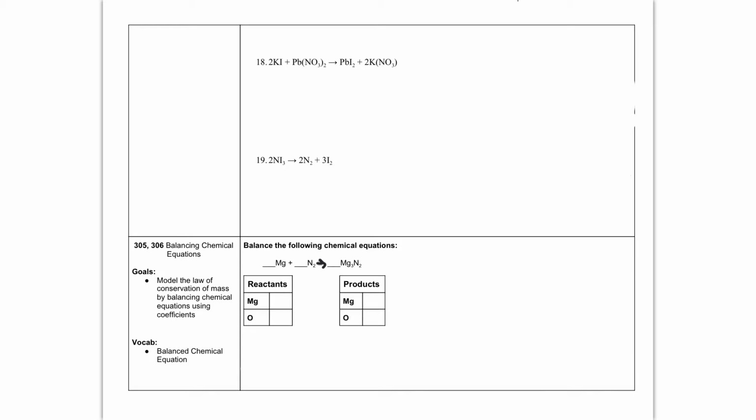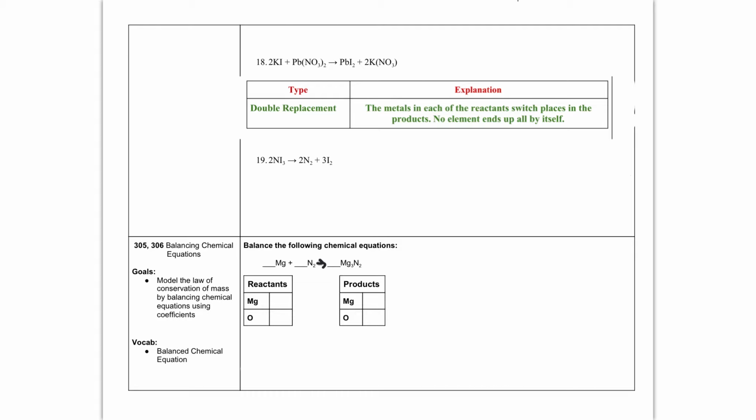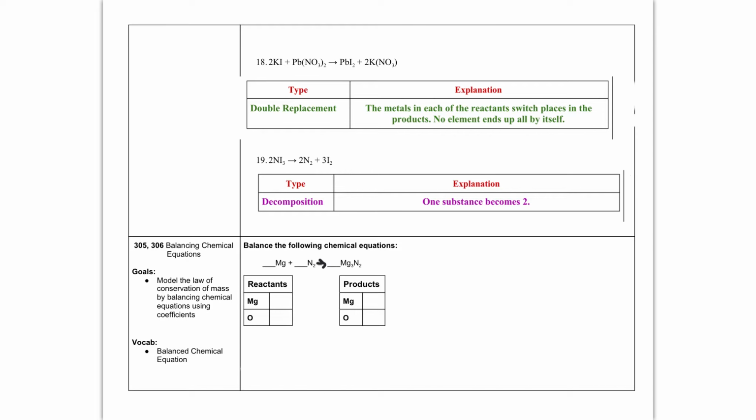This next reaction is a double replacement reaction. The metals in each, so there's potassium and lead, swap places in the products. So the lead then goes with iodine and the potassium goes with the nitrate, and no element ends up all by itself. This last reaction is a decomposition reaction. We have one substance here decomposing into 2 different substances.